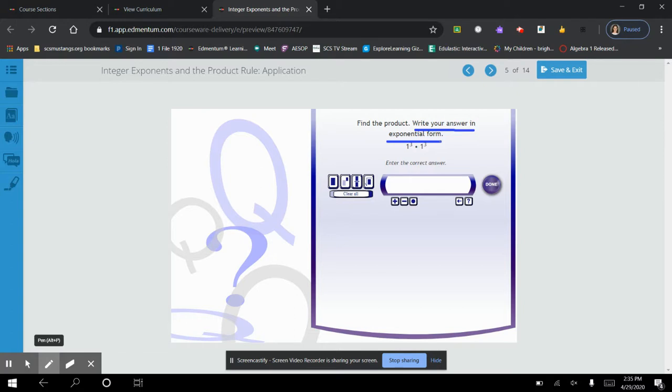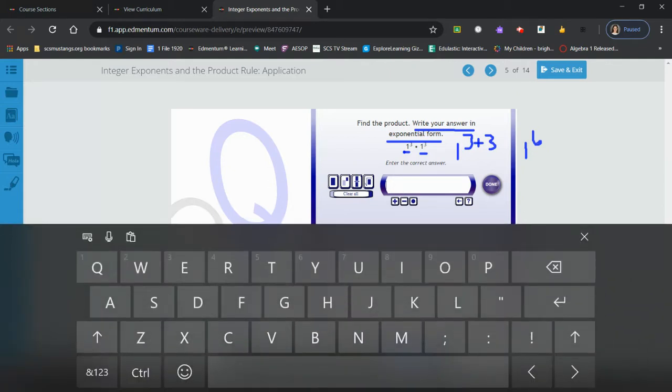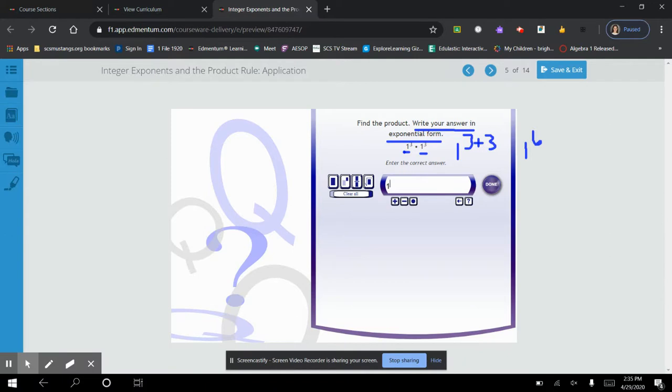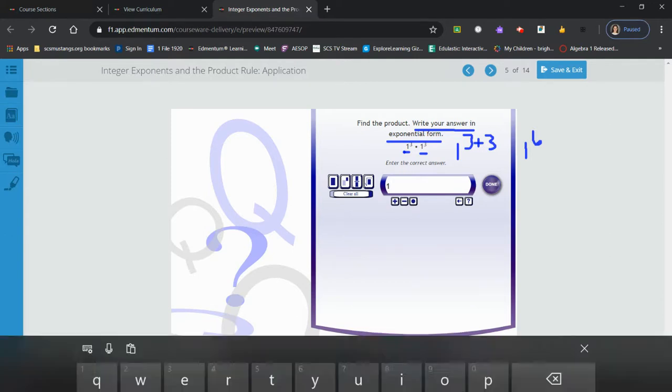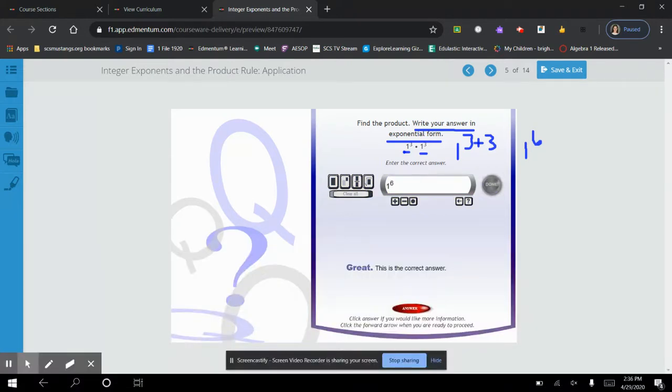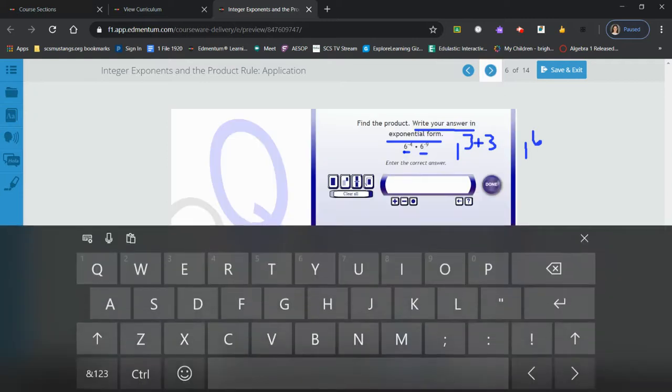So looking here, I've got 1 to the third times 1 to the third. If I use that product rule, I see that my bases are the same. So that's going to be 1 to the 3 plus 3, or 1 to the 6th. Whenever I go and enter my answer, I know 1 to the 6th is 1, but it wants it in exponential form. So I'm going to hit my 1 button and then hit the exponent button. And then I'm going to need the 6th. And there's our answer.